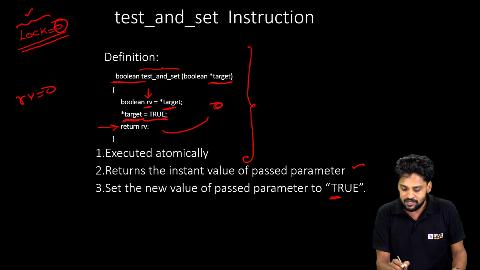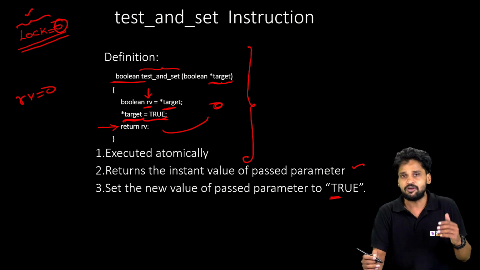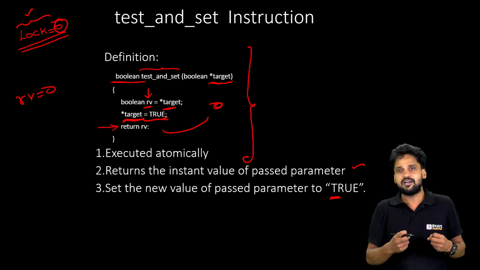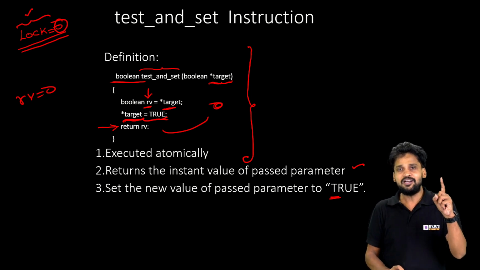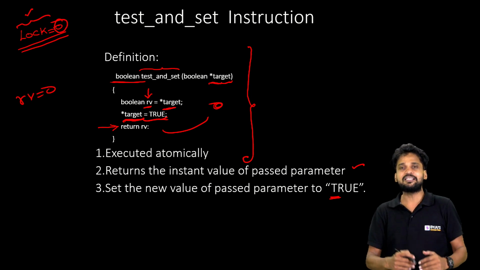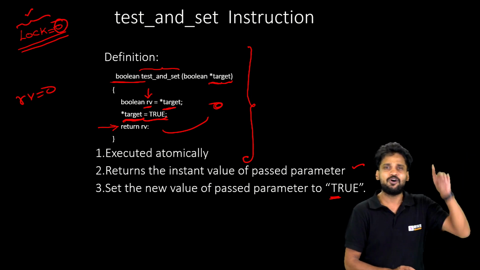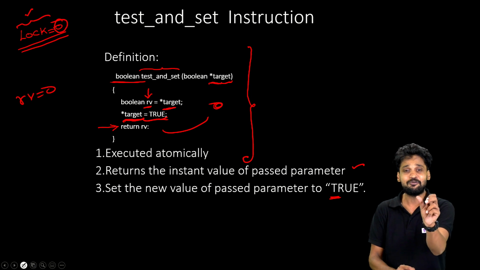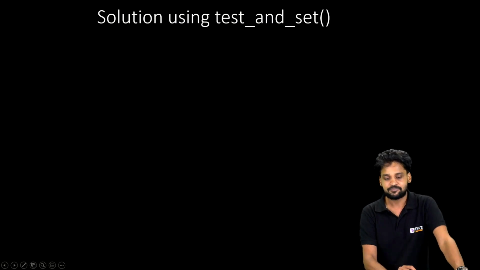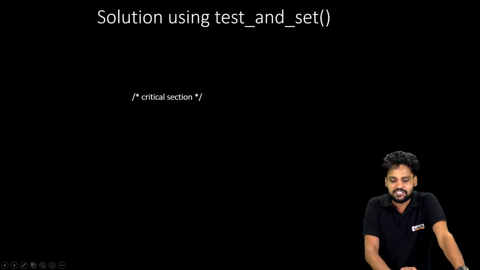But when it is called, this instruction is going to set the lock to true. So when one process grabs this lock, it is going to set this to 1 and it will be able to enter into the critical section. Every other process which wants to enter into the critical section will have to wait. How? Let us see.